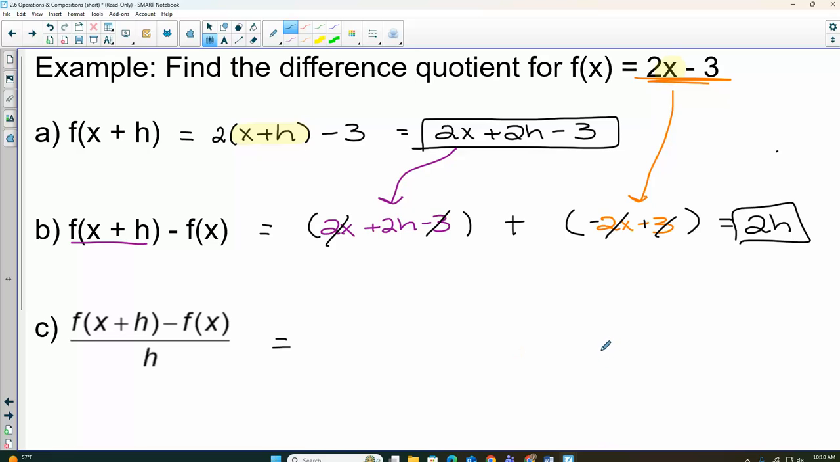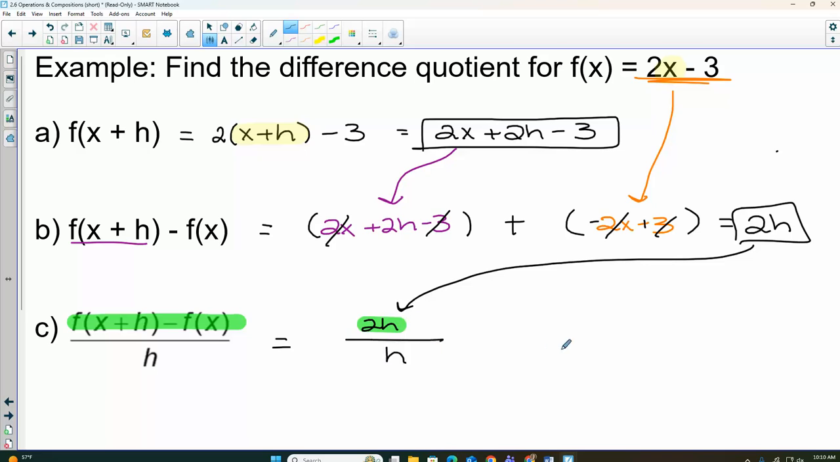All right, part C. Is everyone with me so far? Okay. So part C. f of x plus h minus f of x. What is f of x plus h minus f of x? 2h is the answer we just got out, divided by h. So it's the answer we just got divided by h, and we get, so that is our final answer.